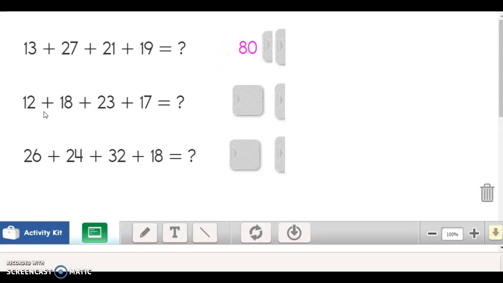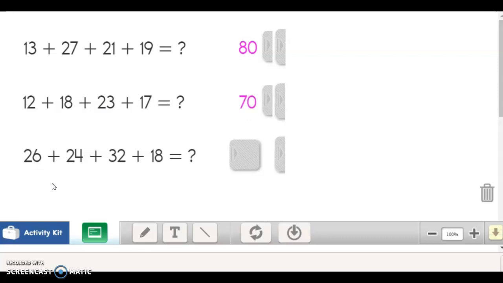All right, let's try this next one. 12 and 18. I see a 2 and an 8. There's a combination of 10, and a 3 and a 7. There's a combination of 10. So again, in the ones place, we already have 20. Now let's look in the tens place. There's a 10 in 12, so that is 30. A 10 and 18, there's 40. 2 tens and 23, that's 60. And another 10 and 17, that is 70.